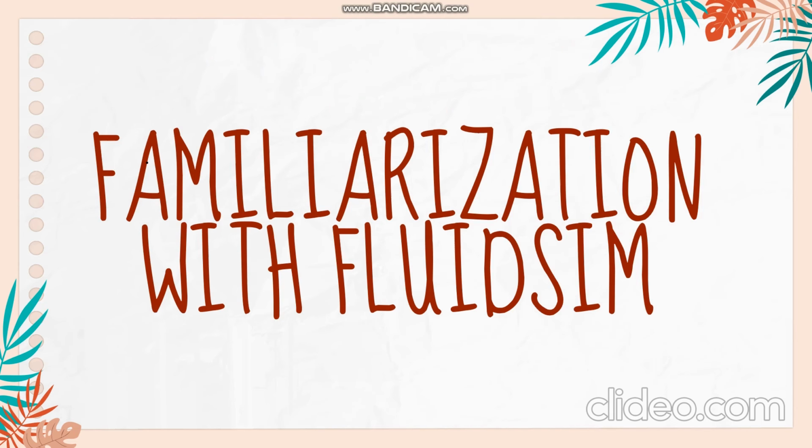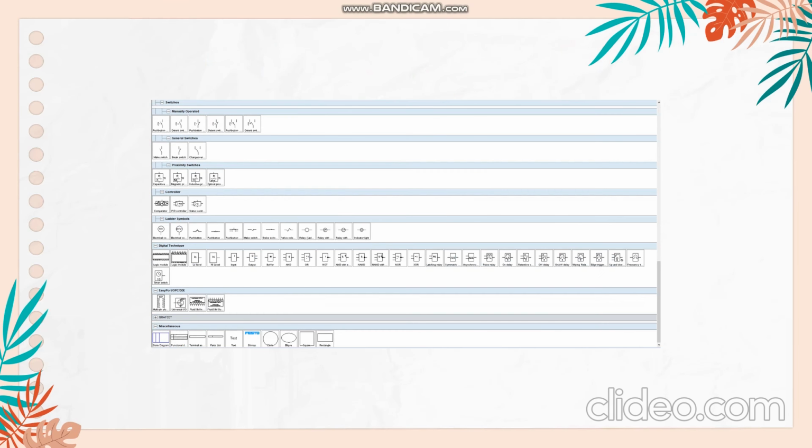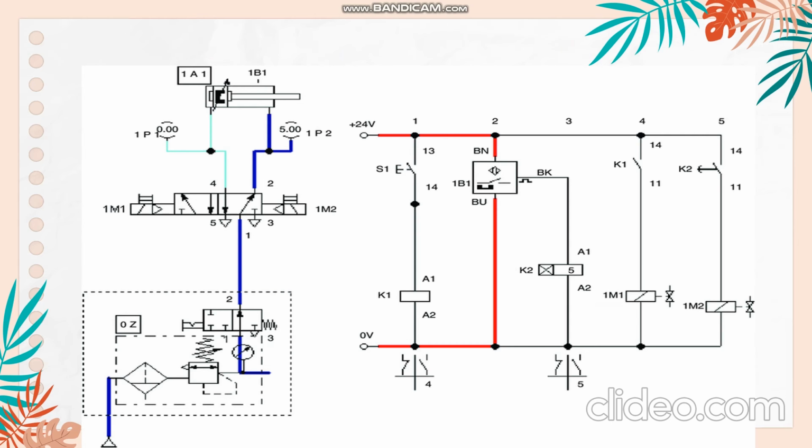Familiarization with FluidSIM. These are the symbols that are in the FluidSIM. As the example, this is the supply element, actuator, valve, mechanically operated valve. This is others, and this. Okay, from the circuit, the light blue line was the line with the low pressure, and the dark blue line was the area with the high pressure. And the red line showed that there was current flow through that line in the circuit.